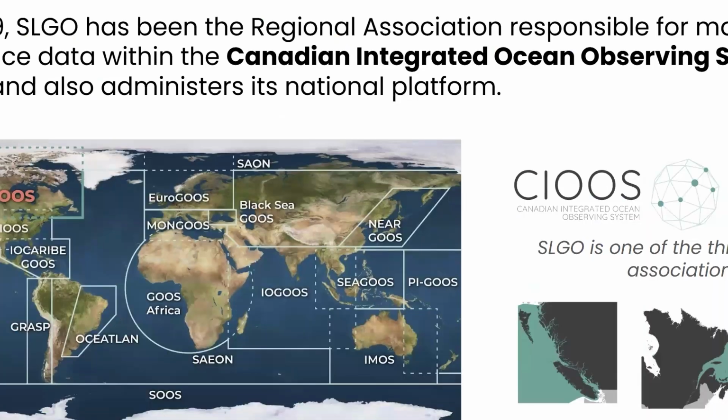A little note on how this global system of ocean observation works. At the international level, basically all the oceans in the world are observed by different observing systems. Euro goes for Europe, US for the US, and since 2019, so quite recently, SLGO has been part of a pan-Canadian initiative to integrate ocean observation at the national level, creating CIOOS, the Canadian Integrated Ocean Observing System. And we are one of 3 regional association members of CIOOS, along with a Pacific one and one in the Atlantic.